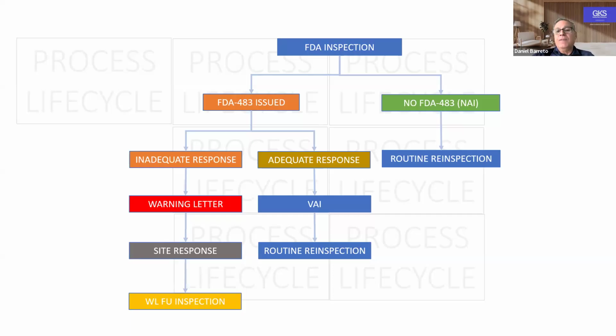And then if the agency deems your response to be adequate, your inspection is going to be classified as VAI, which means voluntary action indicated. And of course, that means that in the future, you're going to get a routine reinspection.